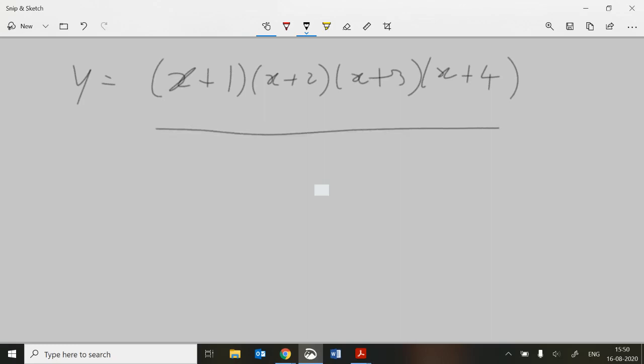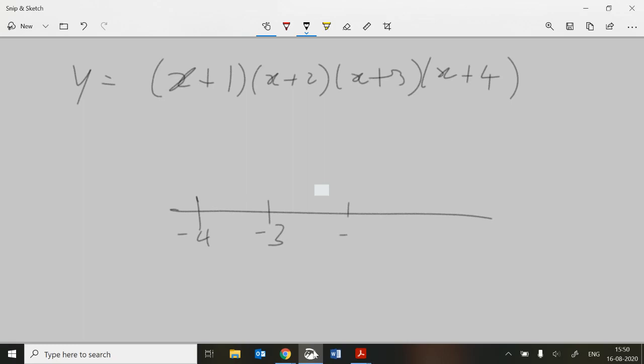So for example, with this one here, I know that it is crossing through -4, -3, -2, -1. I know that those are roots. I know that this will follow a quartic shape because we've got x times x times x times x, giving us a quartic. And I know that a positive quartic is like this, and a negative quartic is like this.